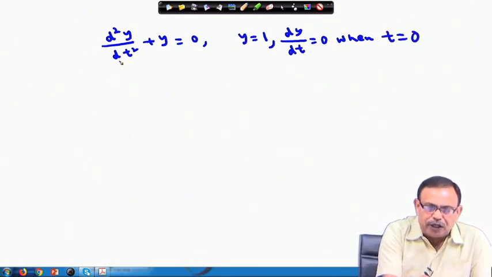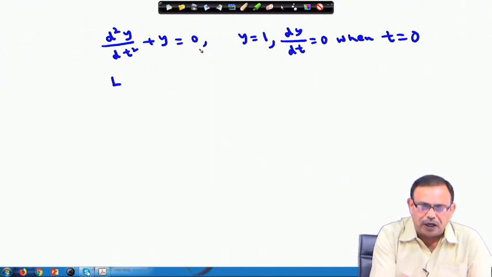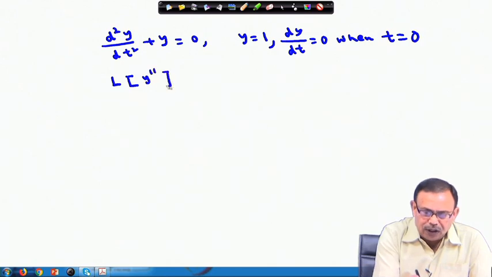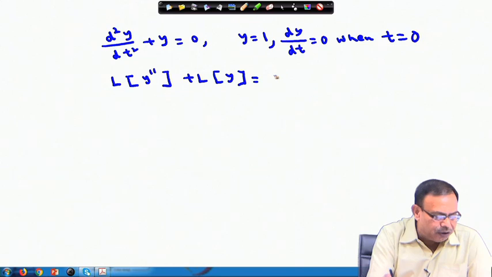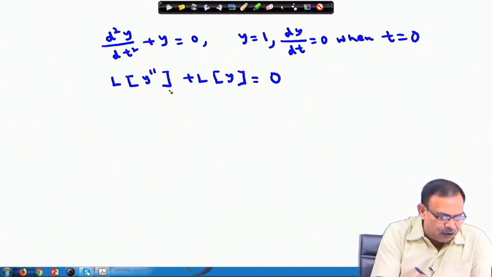So, what will I do? I will take the Laplace transform on both sides of the given equation. First, I have taken a constant on the right hand side of the given ODE. Afterwards, I will take a function of t on the right hand side. Like this way, we will solve various types of problems. So, Laplace transform of y double dash plus Laplace transform of y equals 0, taking the Laplace transform on both sides. Now, using the properties of the Laplace transform, I know the Laplace transform of y dash.